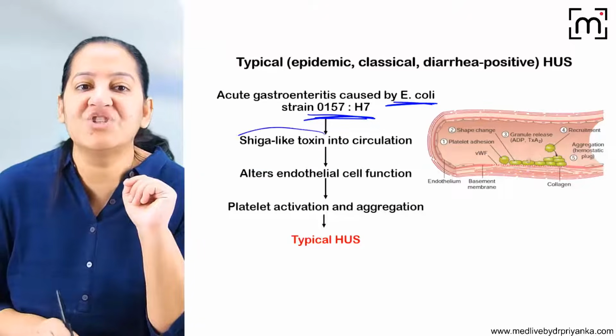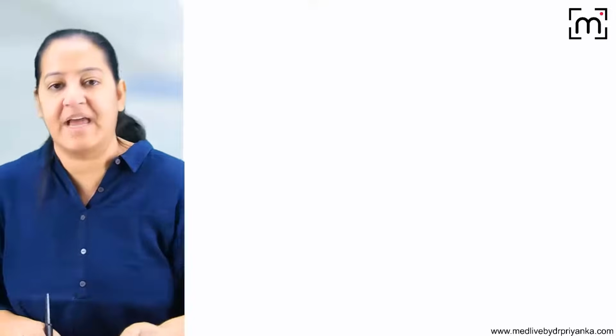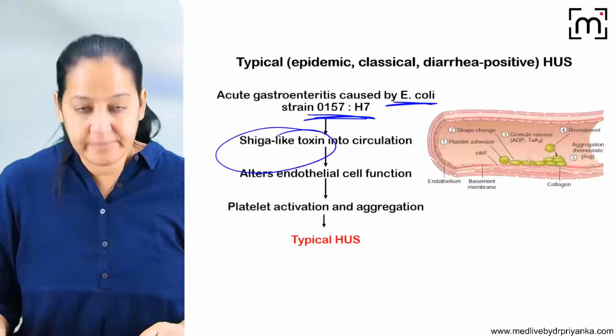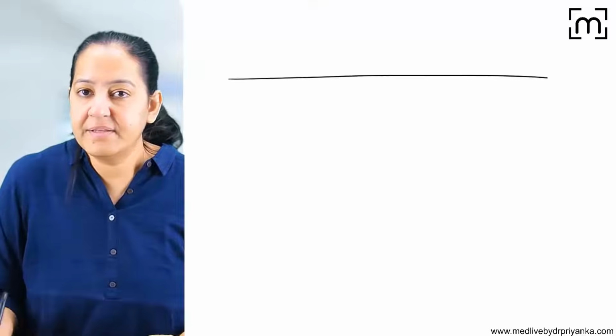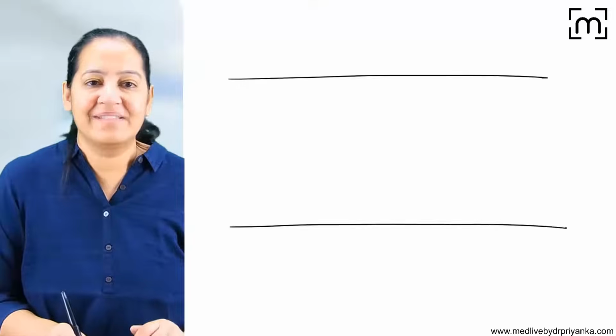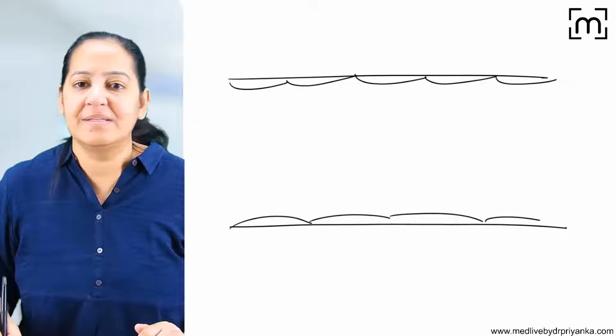The name of the toxin is Shiga-like toxin. That Shiga-like toxin, what will it do? Let me draw the diagram. So you can see here, there is a blood vessel, and this blood vessel doesn't have any injury. You see the endothelial lining. I'm drawing it continuous. There is no injury.